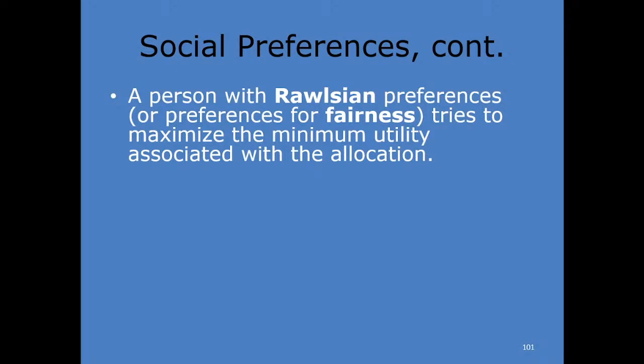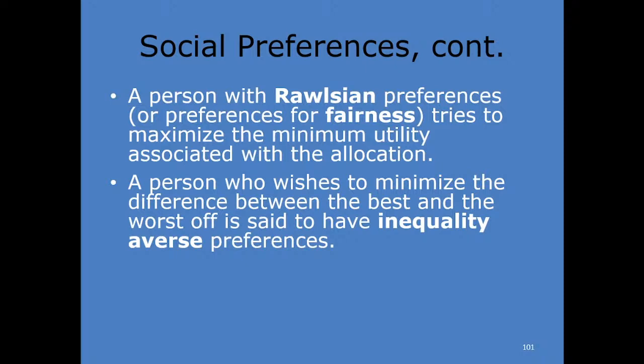We can have other kinds of non-selfish preferences. For instance, Rawlsian preferences or preferences for fairness try to maximize the minimum utility associated with the allocation. So in a way here you care about avoiding the worst scenario, right? So you want to be sure that even if things play out badly, they're not too bad, kind of a precautionary principle. A person who wishes to minimize the difference between best and worst off is said to have inequality-averse preferences.